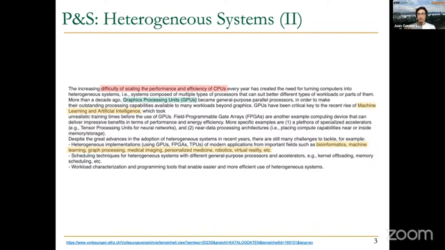So there is a need for heterogeneous devices, and good examples of devices other than CPUs that we can find in computing systems these days are graphics processing units, FPGAs, also specialized accelerators, for example, the tensor processing units that are used for neural network training and inference, and even newer trends such as near data processing architectures. Even though there have been great advances in the adoption of heterogeneous systems in recent years, there are still many challenges to tackle. And that's what we are going to try to do in this course, at least partly.